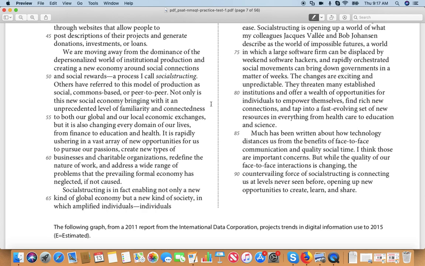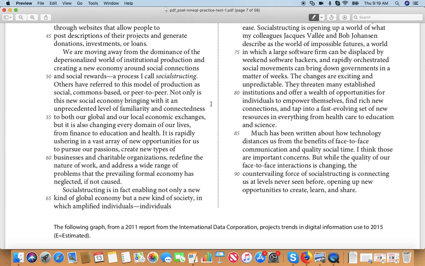So we're moving away from the dominance of the depersonalized world. Maybe another word would be impersonal world, same kind of idea. Depersonalized world of institutional production, creating a new economy around social connections and social rewards. And then she makes up this word called social structuring. I've never heard it before outside this passage. I don't expect to hear it a lot, but anyway. So she defines social structuring for us. Keep going from line 51.